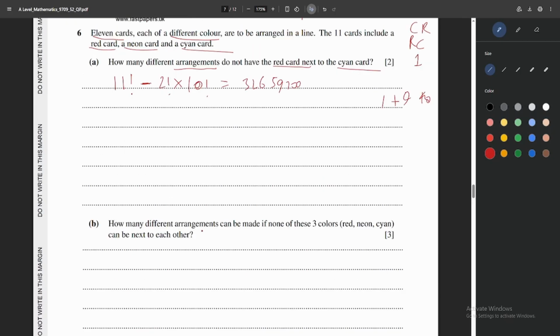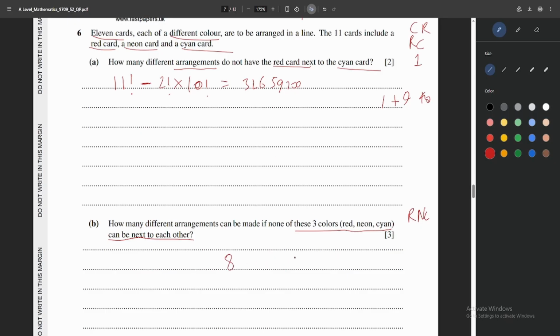So in this case, how many different color arrangements can be made if none of the three colors, red, cyan, or neon, can be next to each other? In this case, we cannot use the subtractive method because it's for three colors, and that's too many cases. We can actually use it, but it's just too complicated. So the simple way would be to take out these three colors, red, neon, cyan, and if we do that, from 11 colors we have 8 colors remaining.